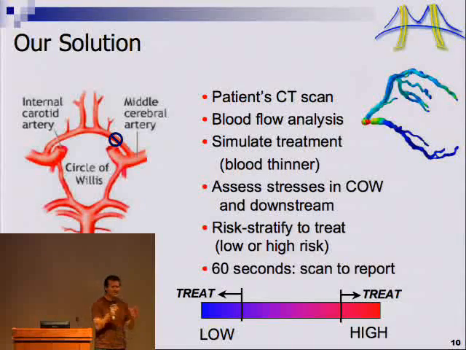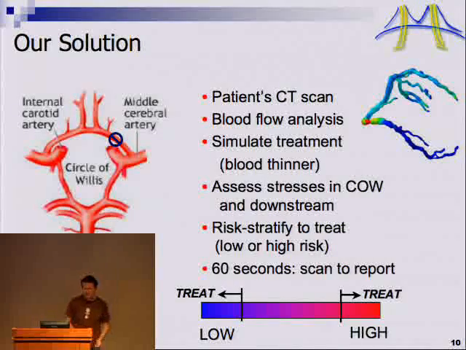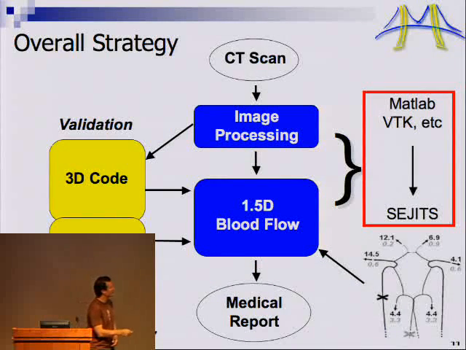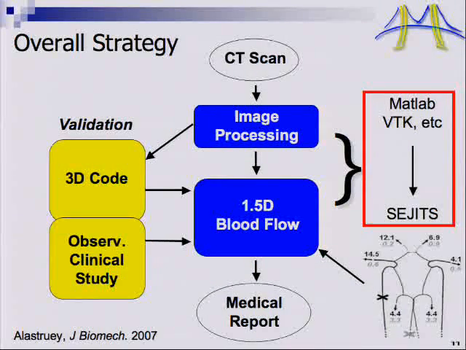Technologically, we've got 60 seconds to get our recommendation, our risk stratification, to the radiologist upon receiving the CT scan. They're literally waiting on it. As soon as the CT scan is taken, the radiologist is looking at it, deciding what to do. So we've got 60 seconds to do all this image processing, blood flow analysis, and print out a report. So the strategy then is we start with the CT scan, we have to do some image processing. That's going to lead into a simplified blood flow analysis.